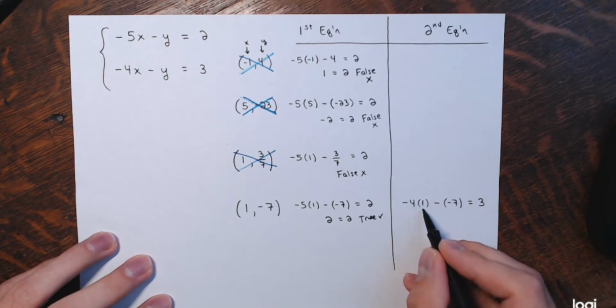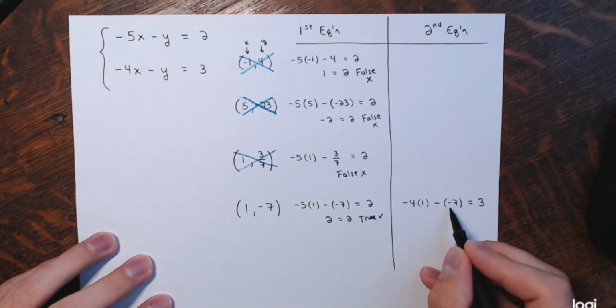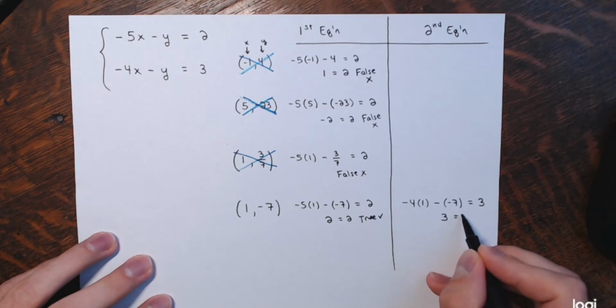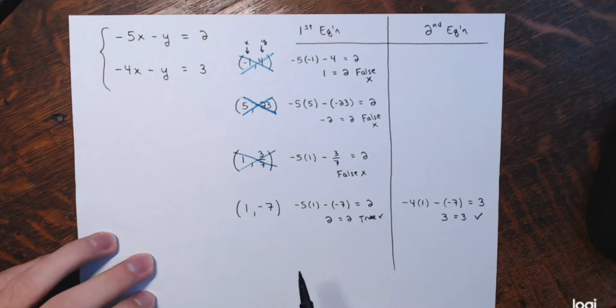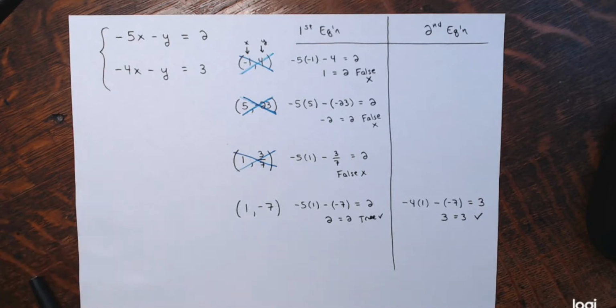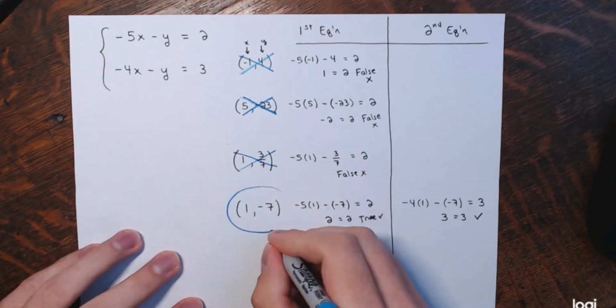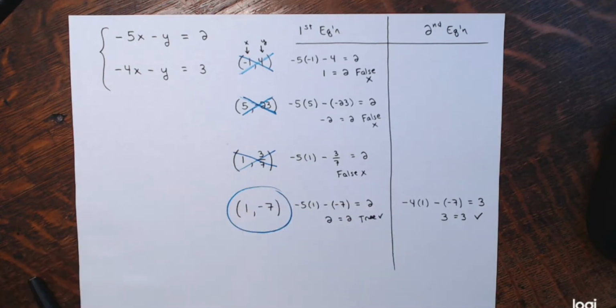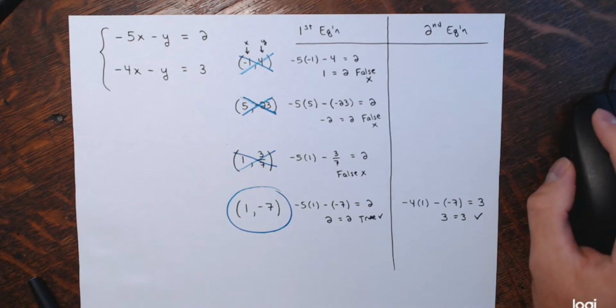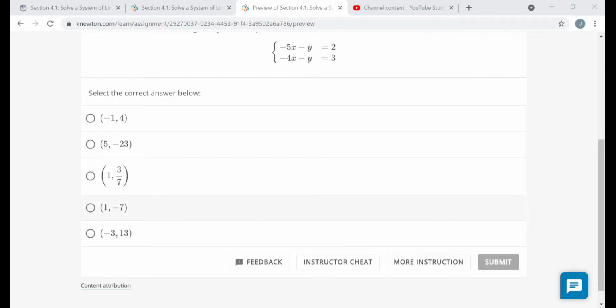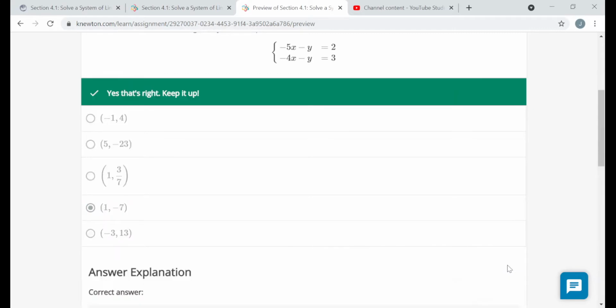Well, we have negative 4 plus 7. Negative 4 plus 7 would be 3, so 3 equals 3. Let's put a check mark. That is true. So this ordered pair is the solution we're looking for out of those ordered pairs that were given to us. This does satisfy both equations at the same time. So I'm clicking on that. Great.